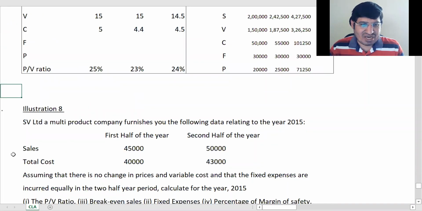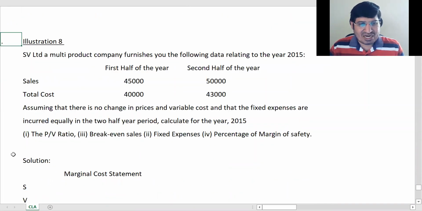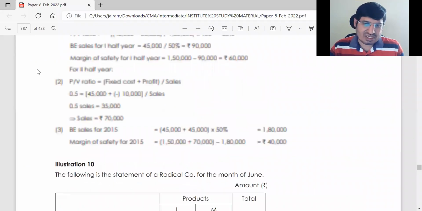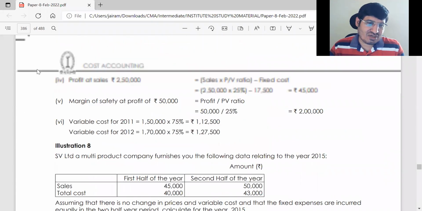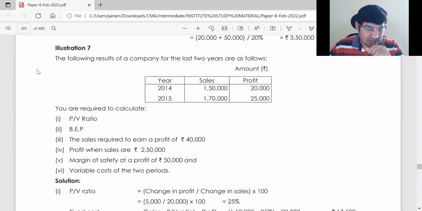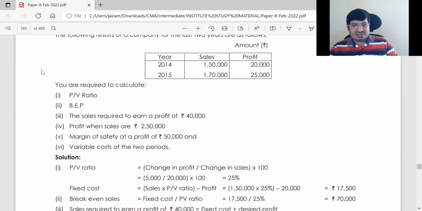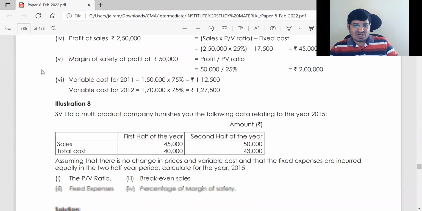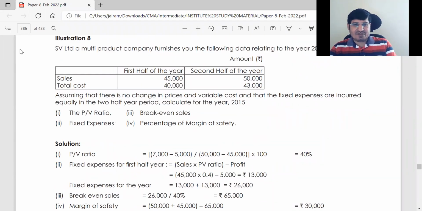Now illustration 5 was over, and we had done till 7. If you remember, I'll show you in the study material. So till here we had completed. Now we have to do illustration 8. Let me take you there, same problem.